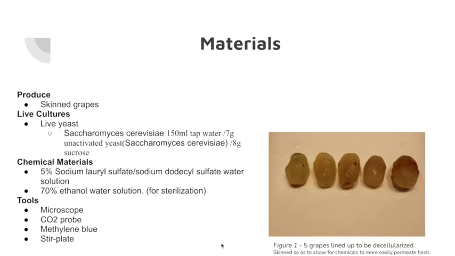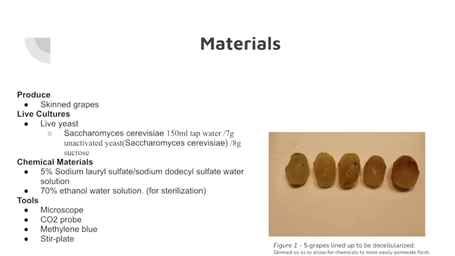For materials, I had an array of organic, chemical, and mechanical elements. For produce, I had red candy snap grapes from my local grocery store. I then just cleared off the skin by cutting it off with a sharp knife so that the chemicals would more easily permeate through the grapes. For making the active yeast solution, I used 1 Red Star dry yeast package, 150 milliliters of tap water, and 8 grams of sucrose.